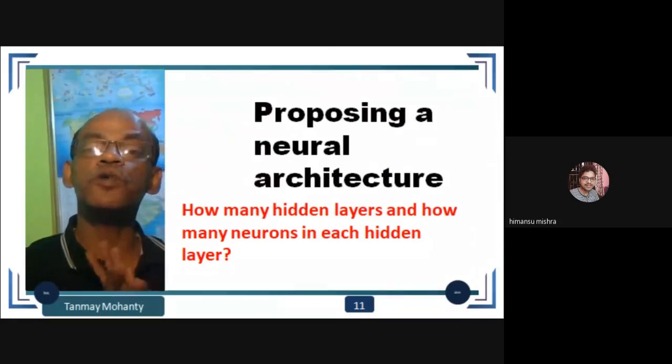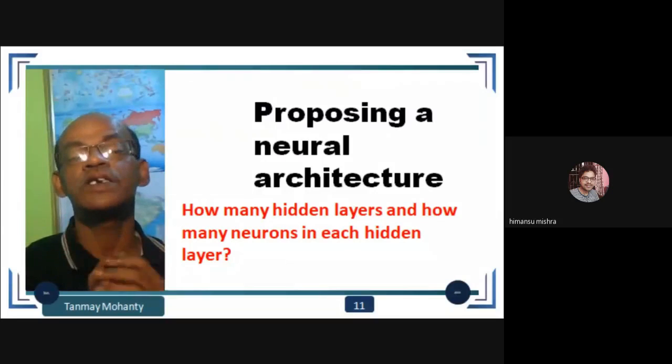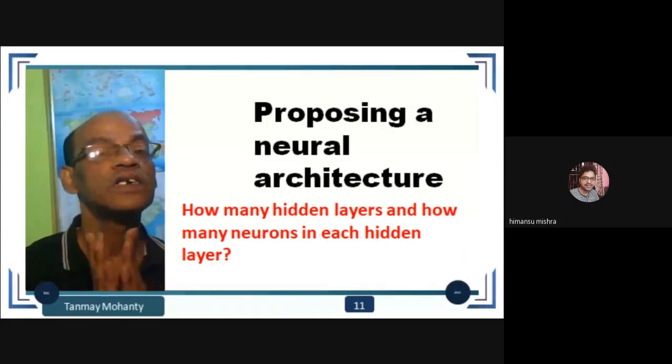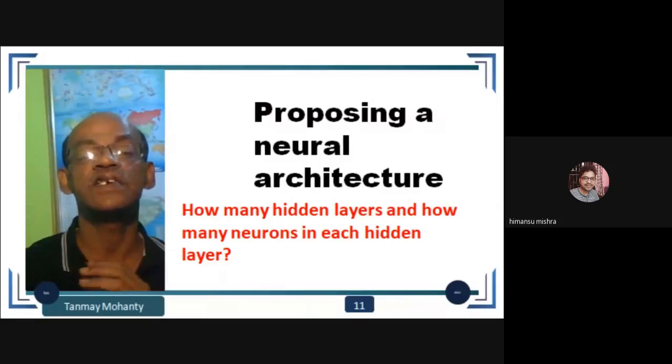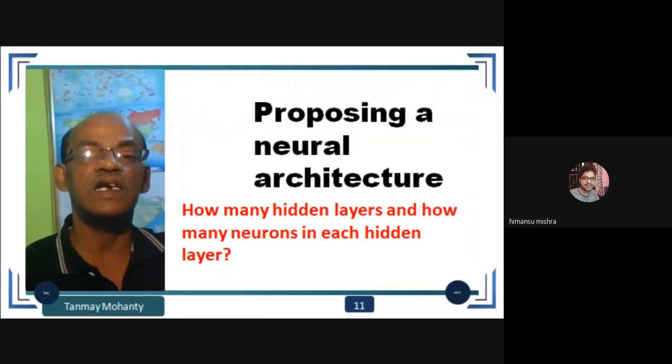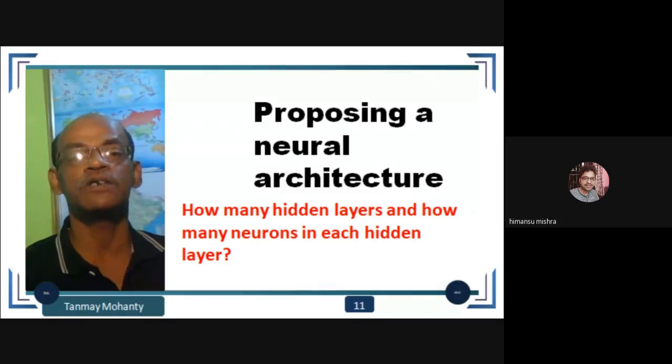The next step is to propose a neural architecture. How many hidden layers and how many neurons? There is no specific rule. No specific rule for how many hidden layers there will be or how many neurons in each hidden layer. So we are selecting one hidden layer. In one hidden layer, how many neurons will there be? 4, 5, 6, 7, 8, 9, 10.